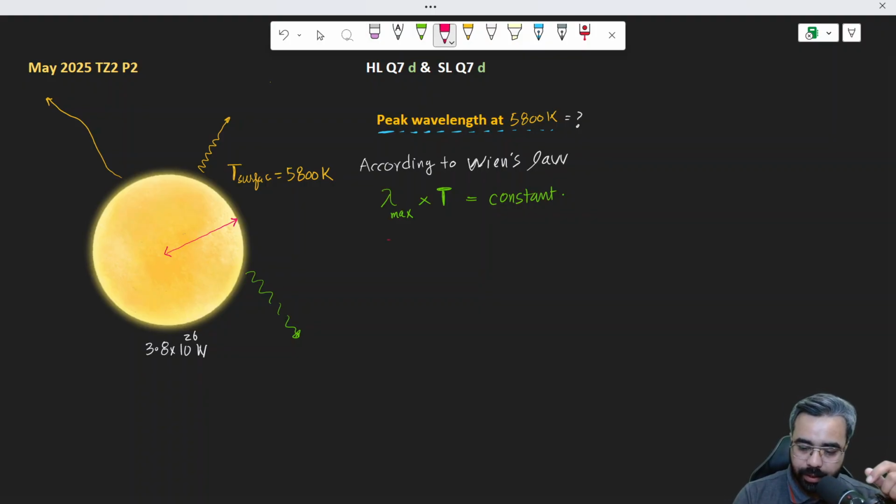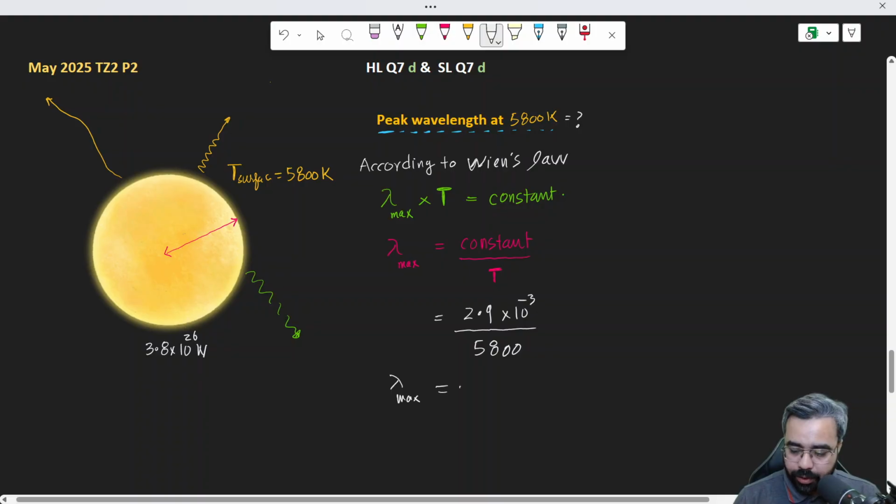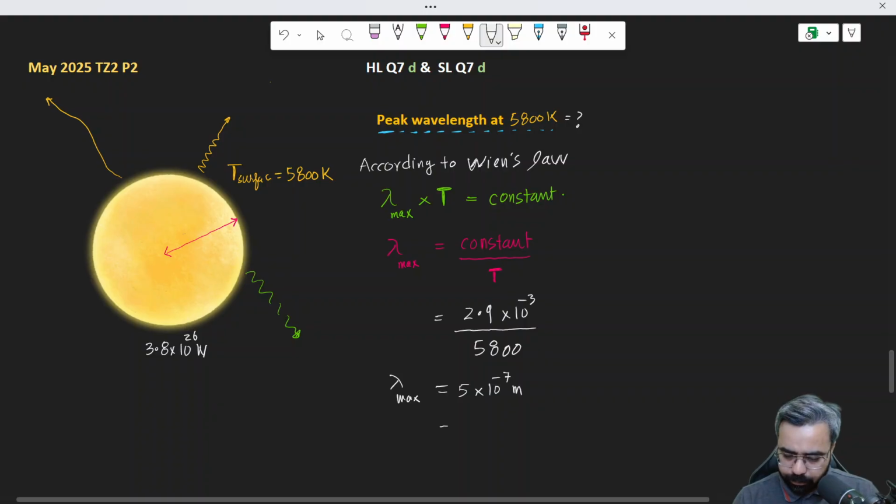So you can see the peak wavelength, and why I am saying lambda max, I will show you from the graph. It is equal to Wien's constant divided by temperature. If I put in the values, it is 2.9 multiplied by 10 to the power negative 3 divided by 5800. Let's see what answer we get. So dear students, I got 5 multiplied by 10 to the power negative 7 meter. You can also write it as 500 nanometer.